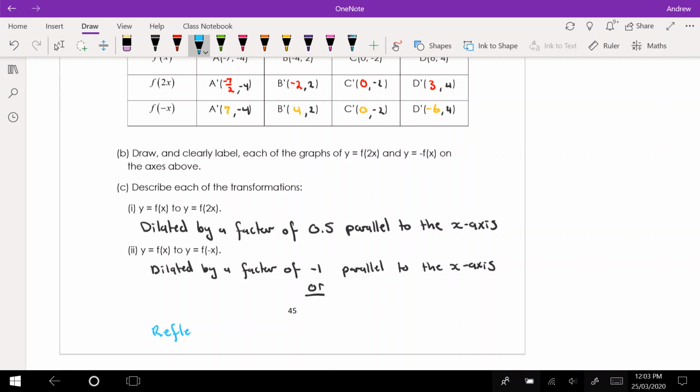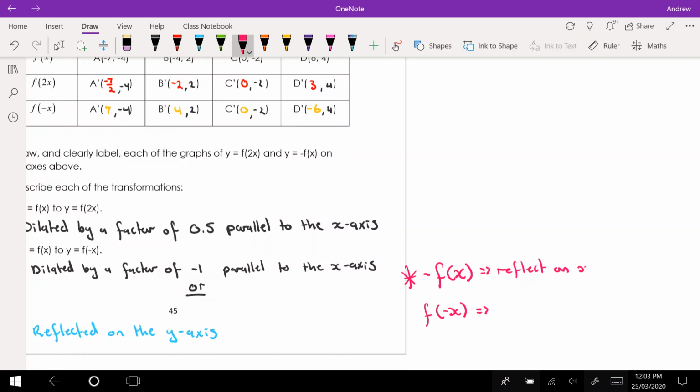Important thing to remember, I'll just put it over here. Negative f of x and f of negative x. One reflects in y, one reflects in x. Which one do we think reflects in y? Bottom one, guys, we just did it. If it's a negative x, we reflect on our y-axis. If it's a negative f of x, we reflect on our x-axis. So negative f of x reflects on the x-axis. F of negative x is reflect on the y-axis.